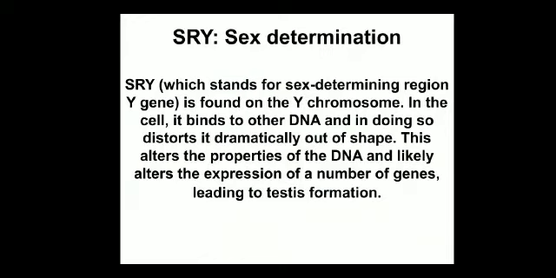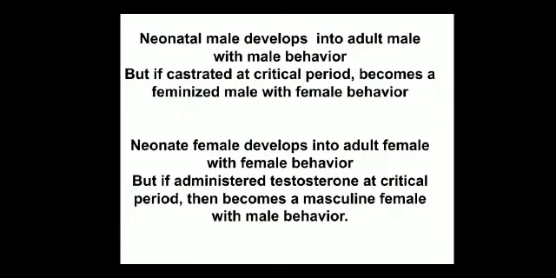So this is about the SRY gene. It's found on the Y chromosome. In the cell, it binds to the other DNA and distorts its shape. This alters the properties of the DNA and likely alters the expression of a number of genes that leads to the testis formation. So if the SRY gene is present, that forms the testis. If the SRY gene is absent, that means if the Y chromosome is absent, then there will be formation of ovaries. This you should know.